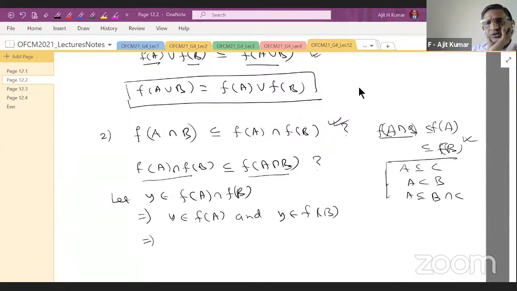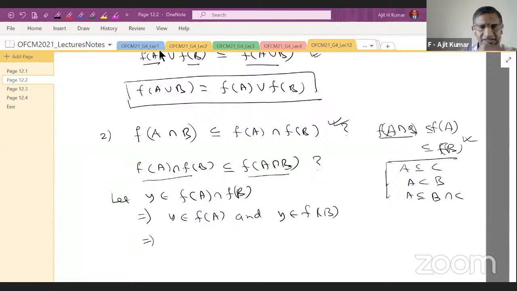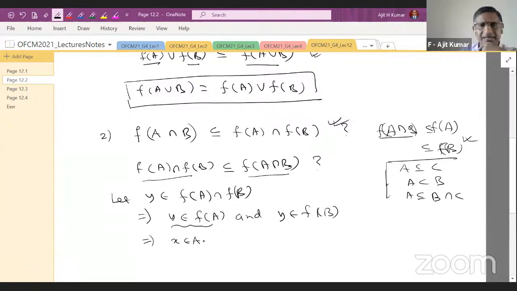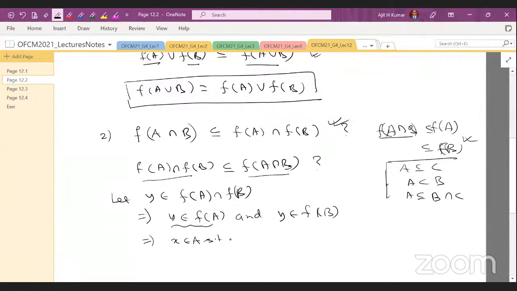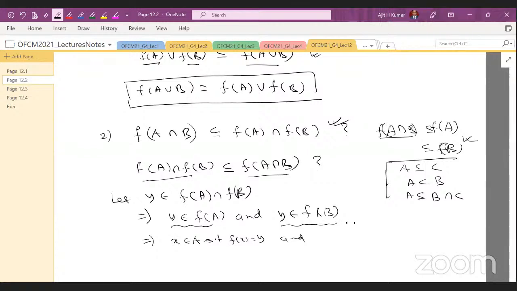Chandrendu? Sir, there exists an x in set A and B. Okay, there exists. So from this step, what does it mean? There exists some x in set A such that f of x is equal to y. Very good. And this belongs to this. And what does this imply? There is the same element x in B.